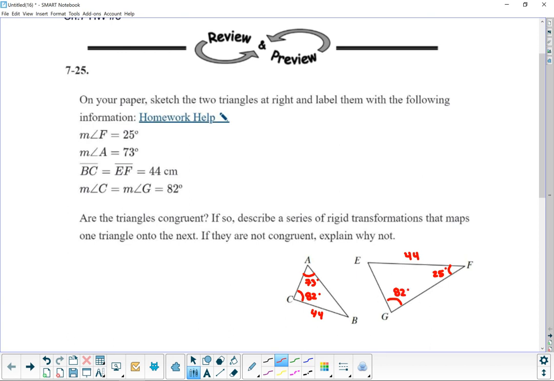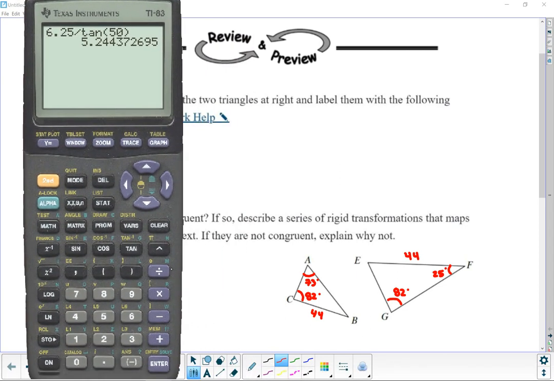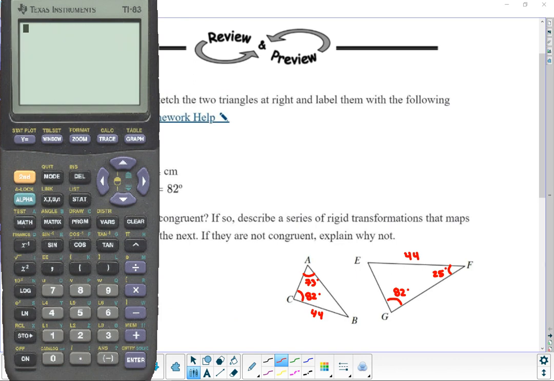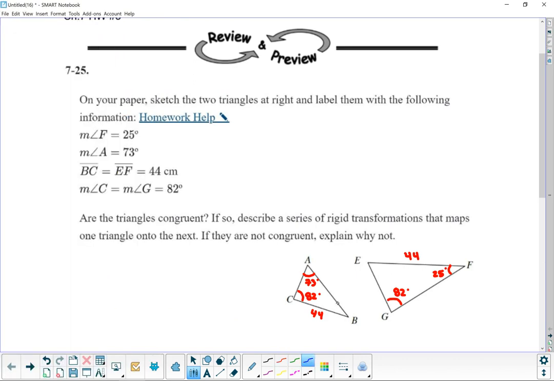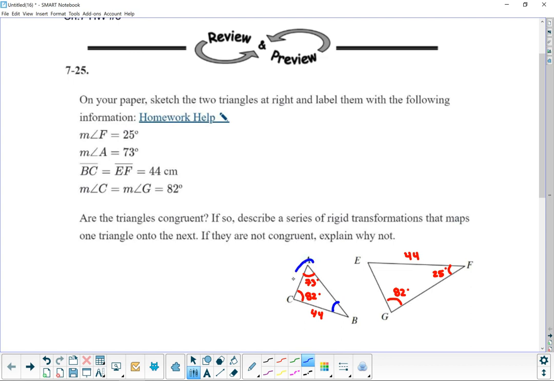Are the triangles congruent? If so, describe a series of rigid transformations that maps one triangle onto the next. If not, they are not congruent. Explain why not. First let's start with the angles. Let's find this missing angle right here. You can find it by taking 180 and subtracting 73, subtracting 82. In this triangle there's 180 degrees, and I took away 73 and took away 82, and that should leave me with this angle.